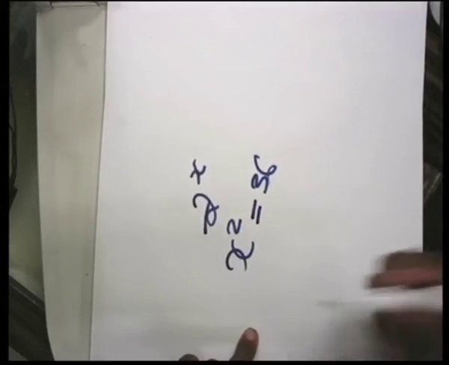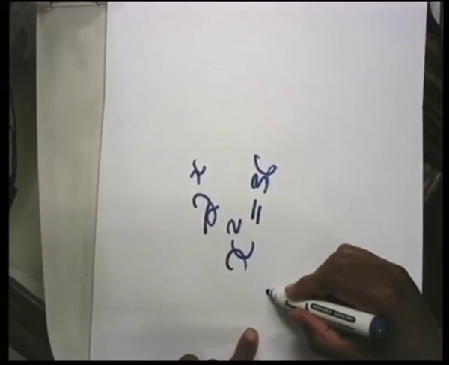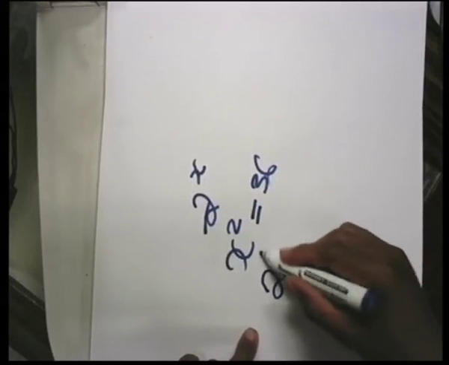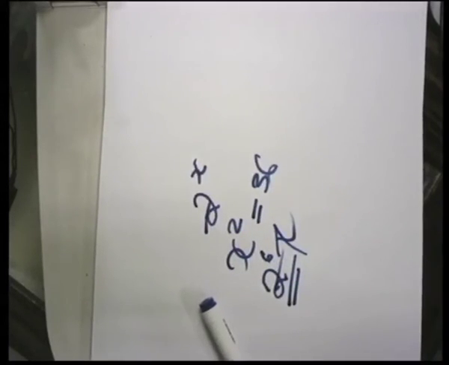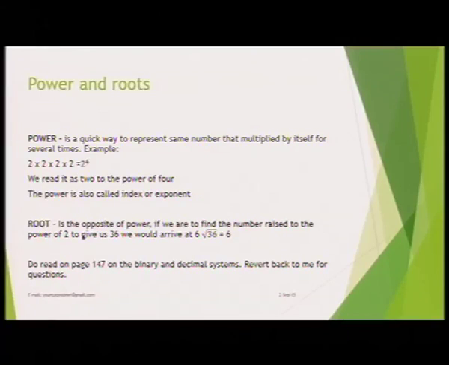So where we come to is 6 to the power of 2 gives 36. Are we right? Definitely yes, we are right there. I also want to recommend that you do a reading on page 174 on the binary and decimal system.